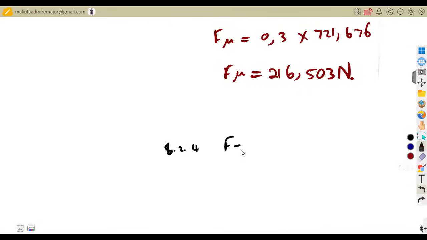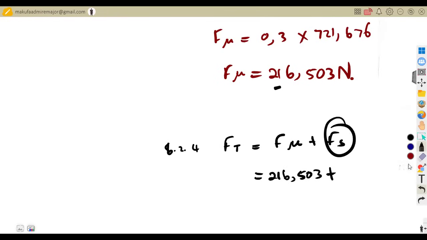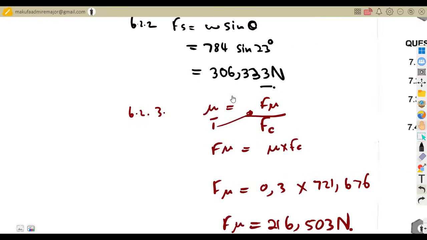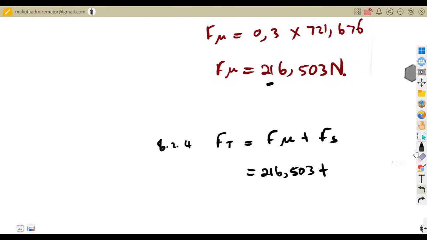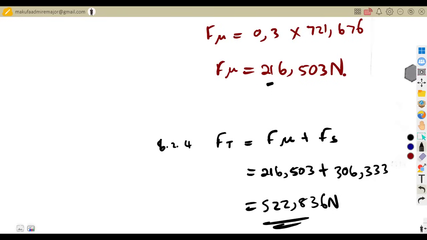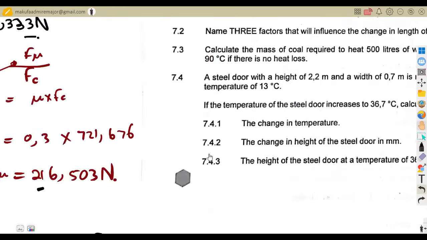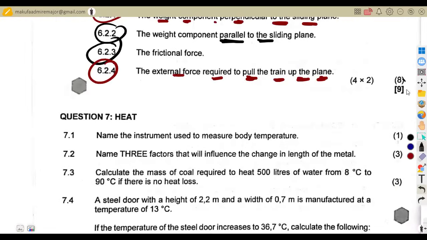6.24, we saw that what is going up is the total force. It's opposed by the frictional force and what? The parallel component. We calculated the frictional force, 216.503, plus the parallel component. We calculated our parallel component, 306.33. All right, so this is just going to be added. So that is the force going up, which is the total force, 522.836 in Newton. That is the idea there. All right, I hope we are together. That was just 9 marks there.